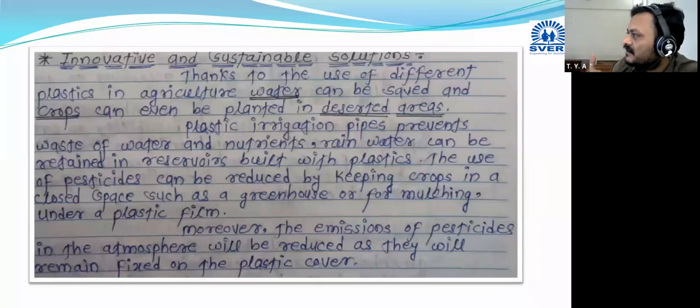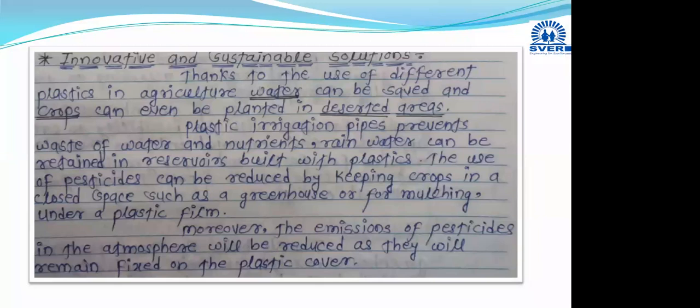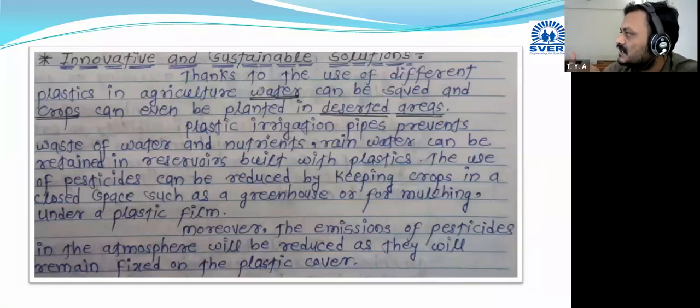Whichever applications I have described, from that you have understood that, for example, if we are using a drip irrigation system made from plastic material, it will save the water, and as water is saved, money is also saved, and we can use that water in a very effective way. Okay, so it will automatically reduce the cost. That you have to write. And due to the use of plastic material, nowadays in deserted areas, we can do plantation, or we can take different crops also in deserted areas.